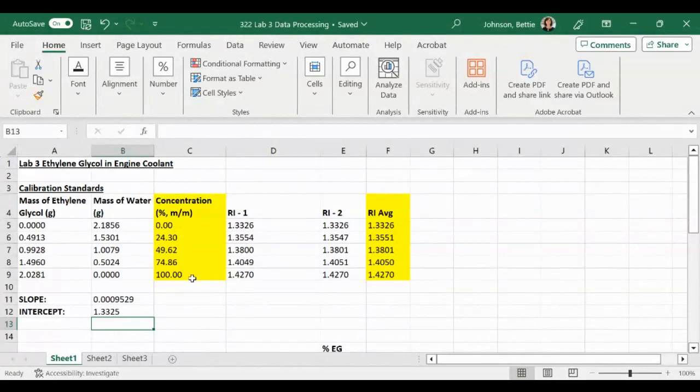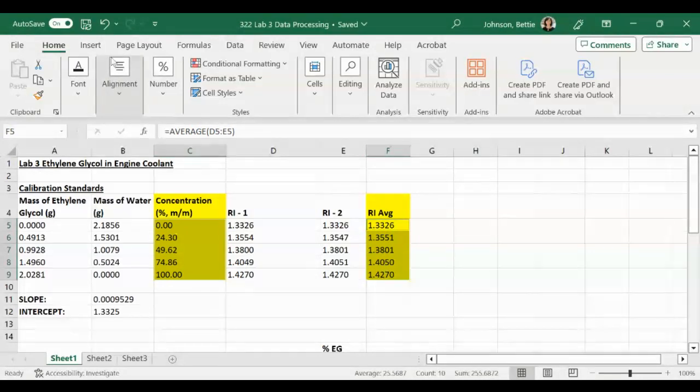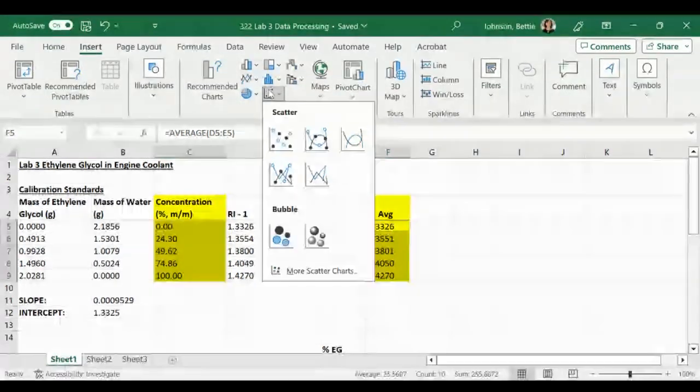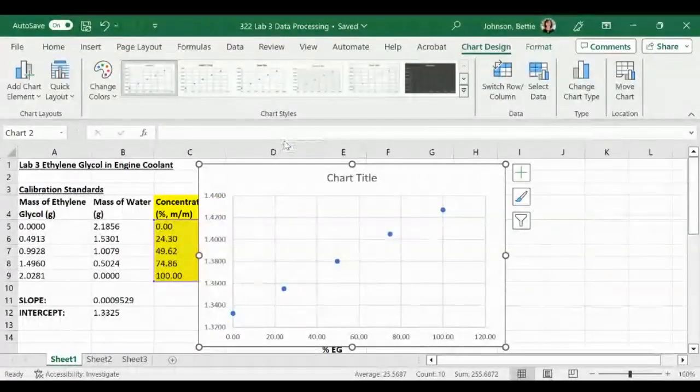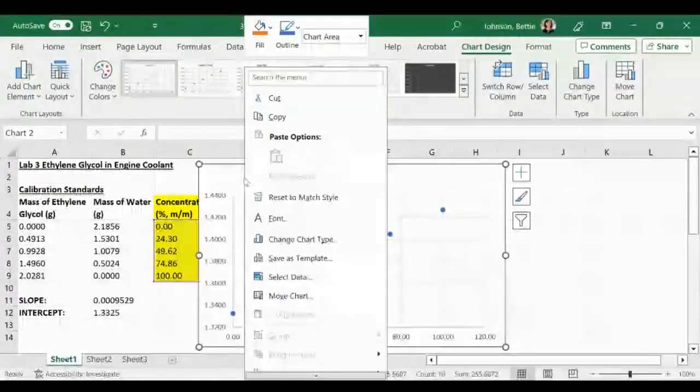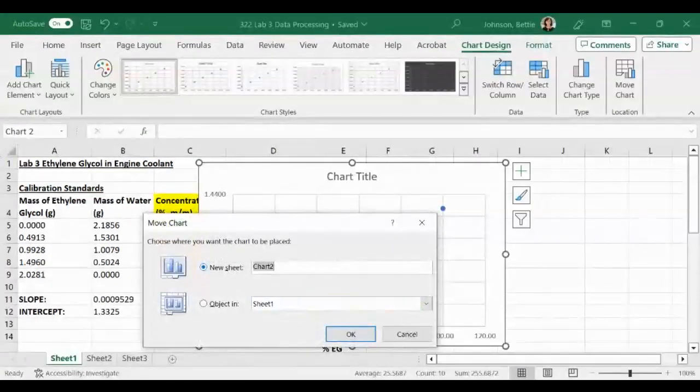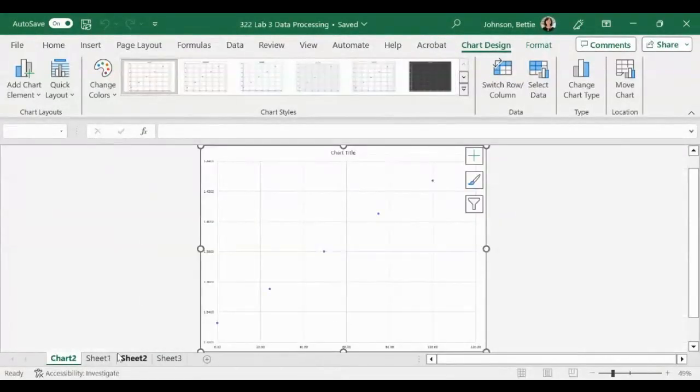But we do need to create a graph of the data for the lab report. So let me show you how to prepare that graph. I'm going to select the X data for the graph, hold down the Control key, select the Y data for the graph. Then I'll hit Insert, Scatter Plot, and there we have it, easy as pie. So next I'm going to move the graph to its own sheet, and it's going to be moved here.